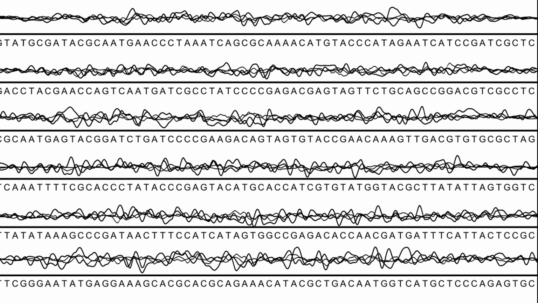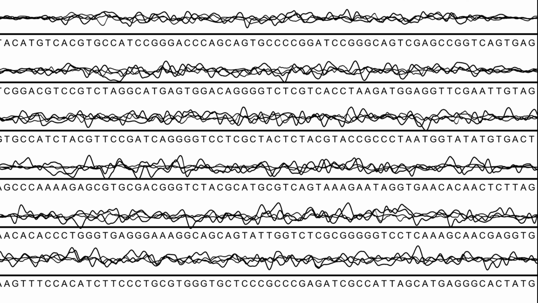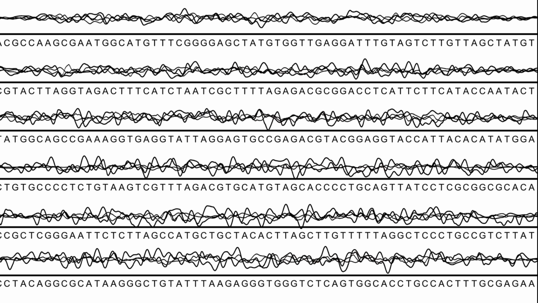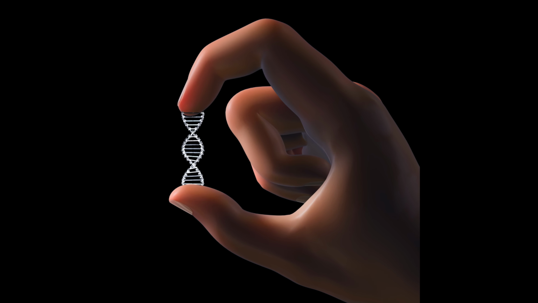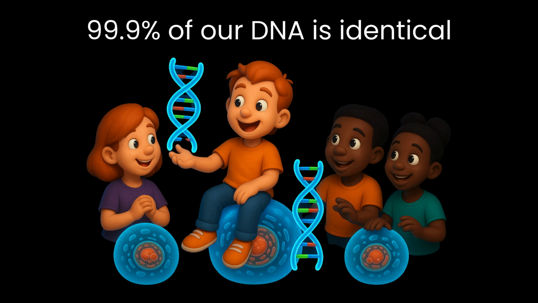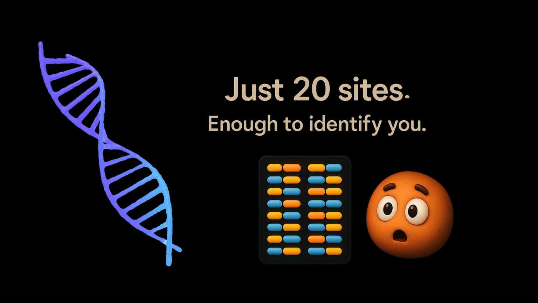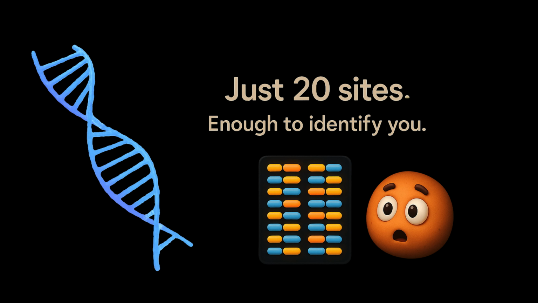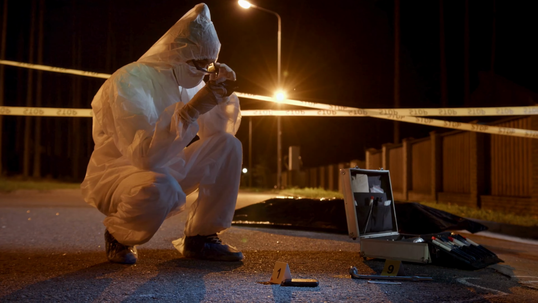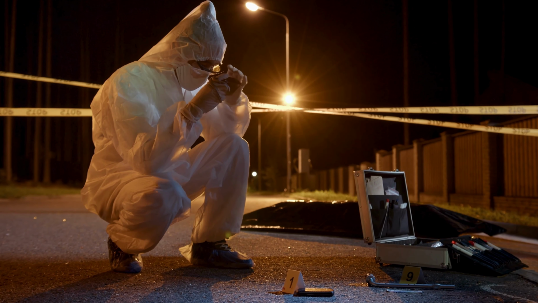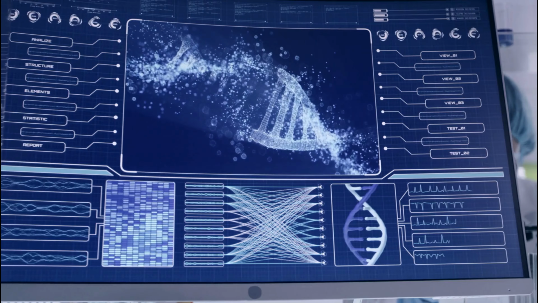DNA forensics isn't about reading all 3 billion letters. That would take forever. Instead, scientists focus on just a few spots where our DNA tends to vary. Even though we share over 99.9% of our DNA, these tiny differences are powerful. With just 20 markers, investigators can build a DNA fingerprint strong enough to solve crimes even decades later. It is the genius of using less to reveal more. Every cell, every trace, every fragment tells a story. And now we have the tools to listen.